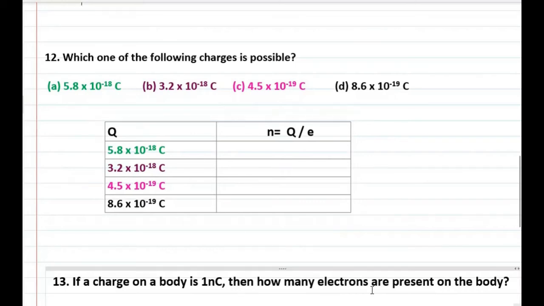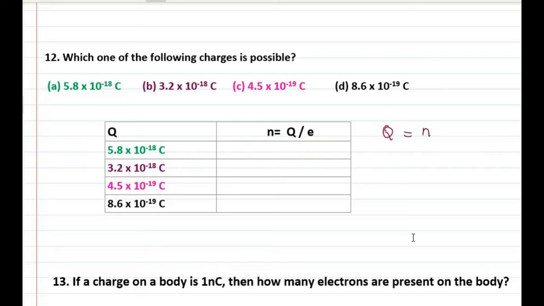Next, which one of the following charges is possible? 5.8, 3.2, 4.5, 8.6. We know that the charge of any object is equal to nE, integral multiples of E. What is E? E is the charge of an electron, 1.6 into 10 to the power of minus 19 coulomb. So the charge Q of any object should be a multiple of 1.6 into 10 to the power of minus 19 coulomb.